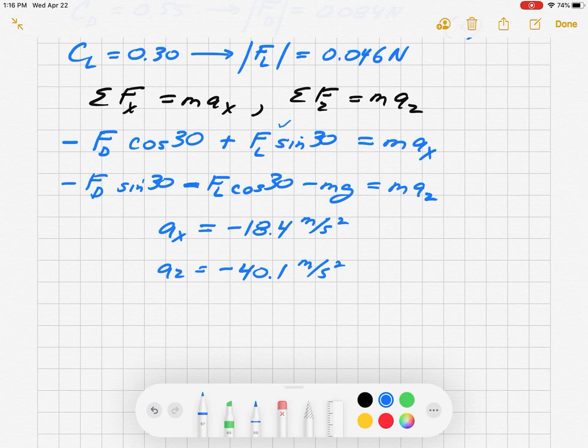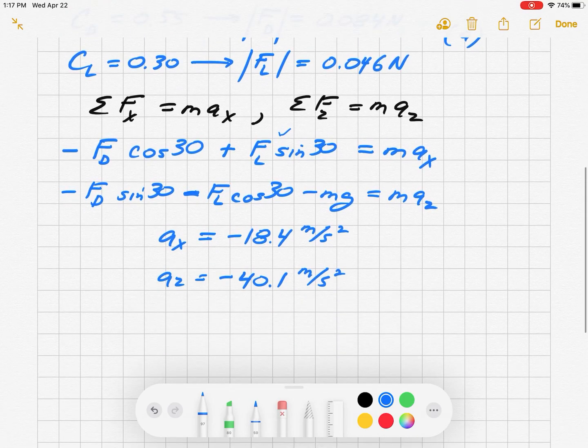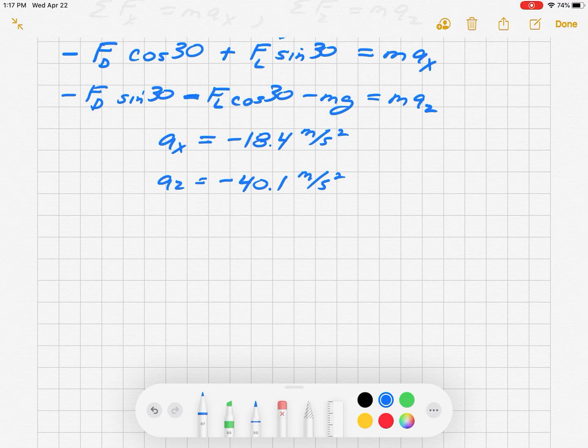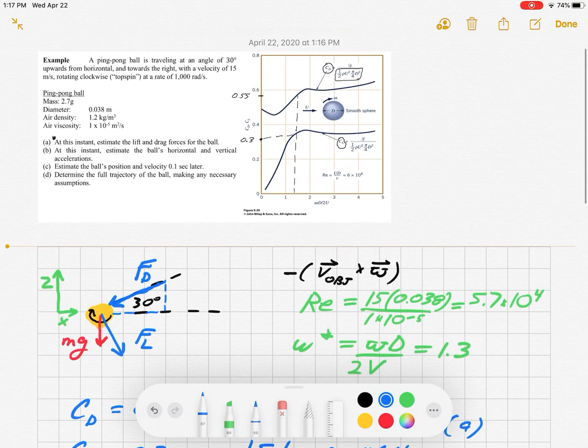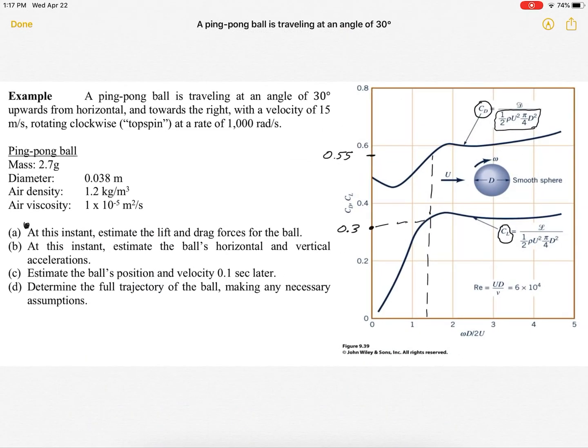So the fact that the ball has the spin and the drag is actually making it accelerate downward quite quickly, okay? All right, so that is letter B. Now let's go up here to letter C. Estimate the ball's position and velocity 0.1 second later, okay?